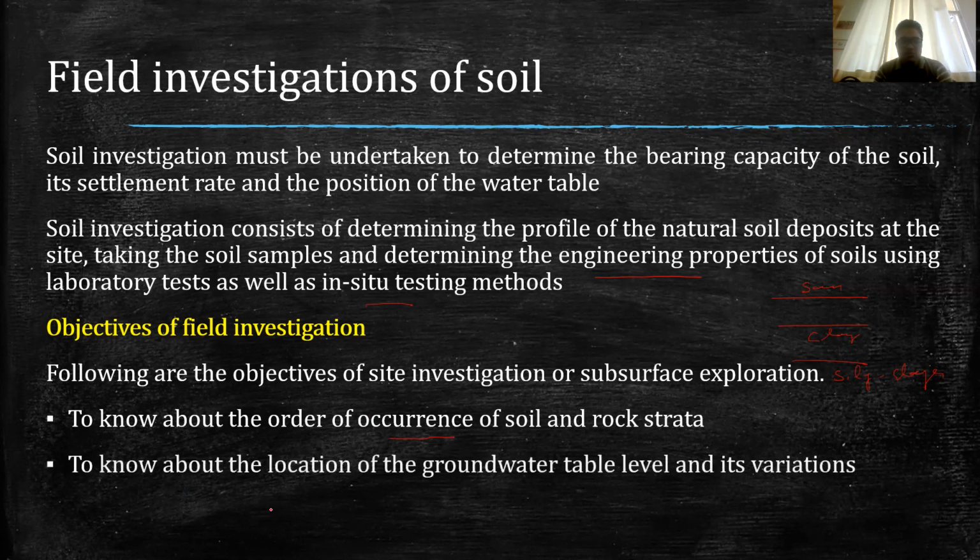Then second is to understand the position of the groundwater level. Where is this groundwater level present in the ground? Sometimes groundwater level may be available on the surface, on the ground only, or sometimes it may be say 2 meter below, or maybe 3 meter below, or maybe 10 meter below. That position is very important in the design of foundation, because if water is available on the surface, then the bearing capacity of soil will be less. So therefore it becomes very important to understand where the water level is available, and what is the variation of this water level.